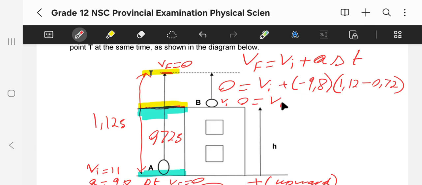Okay guys, my calculator is giving me a value of negative 3.92, and I'm going to transpose this negative 3.92 to the other side. So Vi will be equal to 3.92. Oh my word, why am I saying seconds? My bad guys, I forgot that we are looking for velocity. It's going to be meters per second.